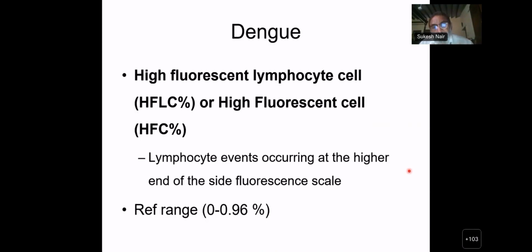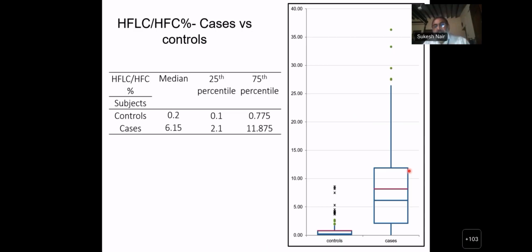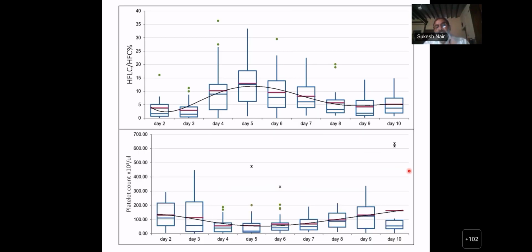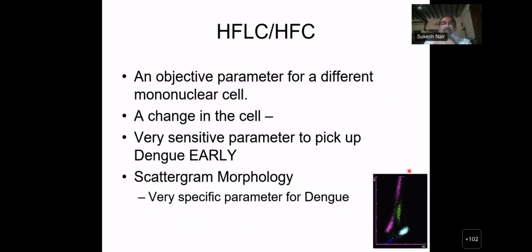And if you want an objective parameter for that, there is a parameter called high fluorescent lymphocyte count, HFLC, which is a new parameter. Reference range, most people will not have more than 1. In patients with dengue, we can see that cases had much higher values than controls. When the infection became worse, the HFLC kept going up, and as the infection receded, you can see the HFLC coming down. Interestingly, the HFLC was a mirror reflection of the platelet count. As the HFLC went up, the platelet count dropped, and as the HFLC dropped, the platelet count increased. So you can even have a 24-hour prediction of platelet recovery if you are following up the HFLC count. It's an objective parameter for a different mononuclear cell, a very early, sensitive parameter to pick up dengue very early in the situation.